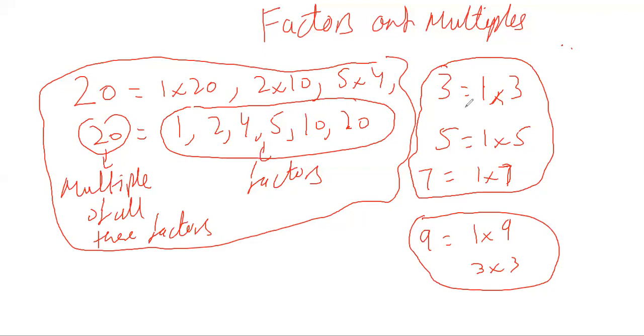Those numbers which have only two factors, 1 and itself, are known as prime numbers. What are prime numbers? Prime numbers are those numbers which have only two factors. Okay, so I'm writing down the definition of prime number. You people also write it down.